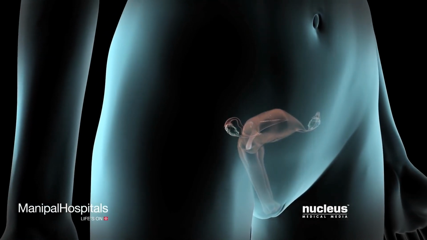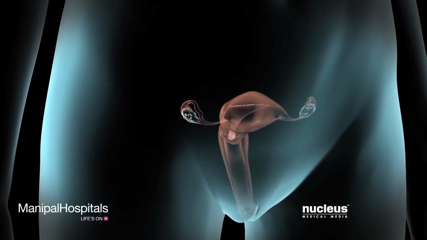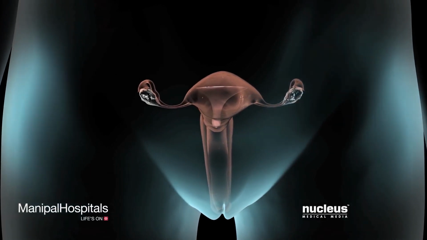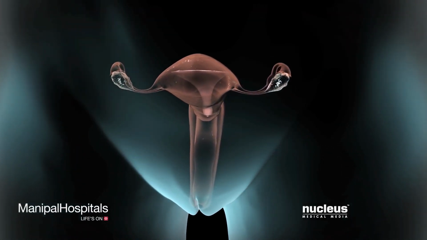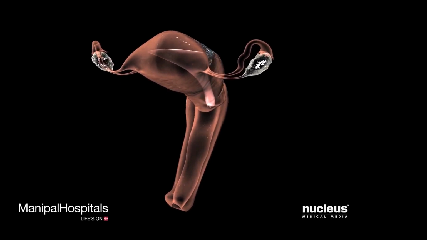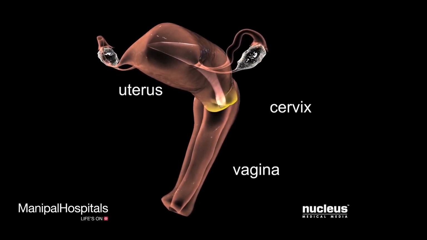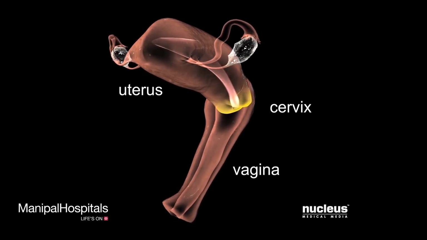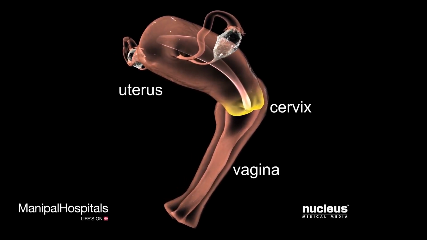Your doctor will perform a dilation and curettage, also known as a D&C, to remove tissue from the inside of your uterus. The uterus is a muscular reproductive organ in your lower abdomen. The lower part of the uterus, called the cervix, connects the vagina to the uterus.